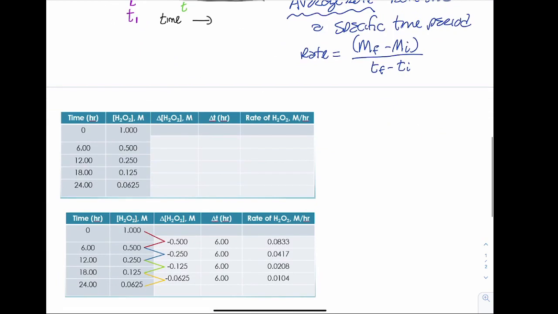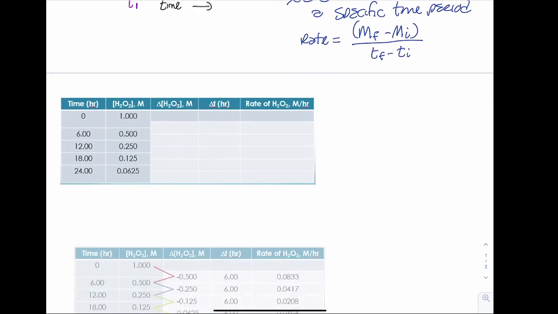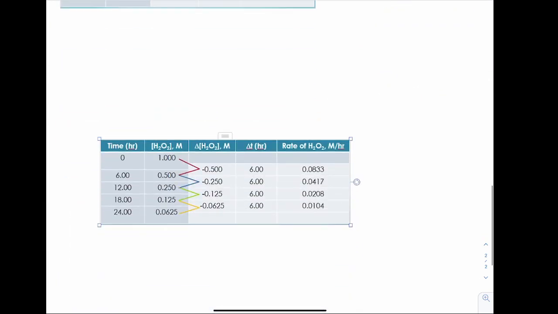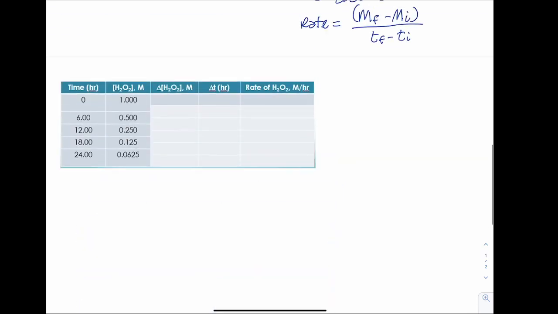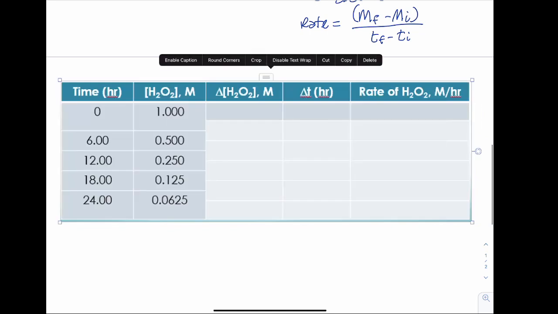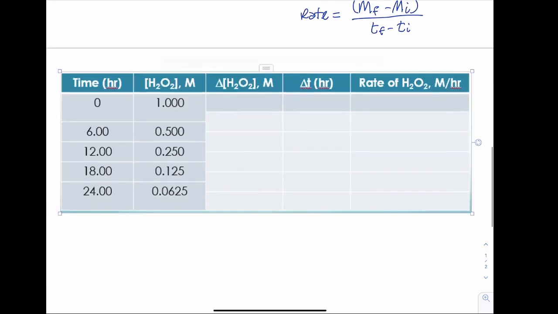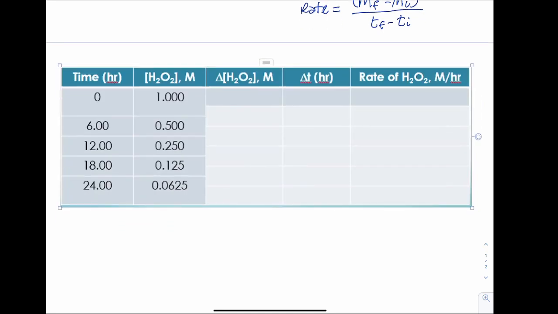I do have an example here with an answer, which we don't want to look at yet. So let me get that out of our way, where we actually calculate some average rates. So let me make it bigger here so you guys can see it. I have time intervals in my first column here. Time 0. And this one's measured in hours, so 6 hours, 12 hours, 18 hours, and 24 hours.